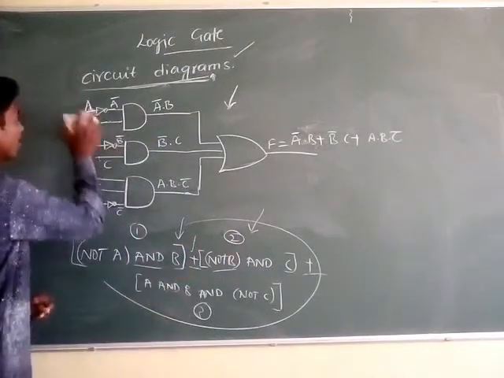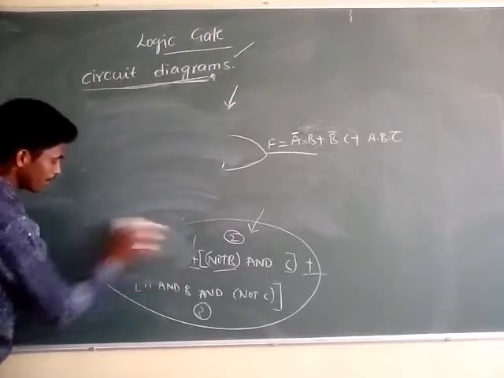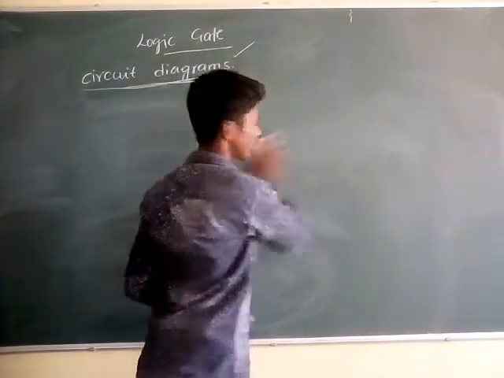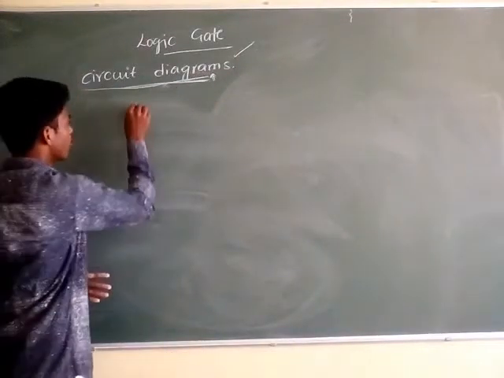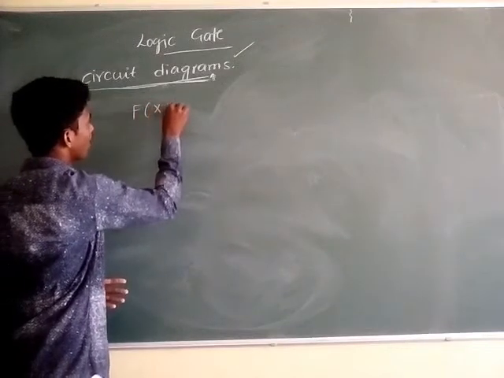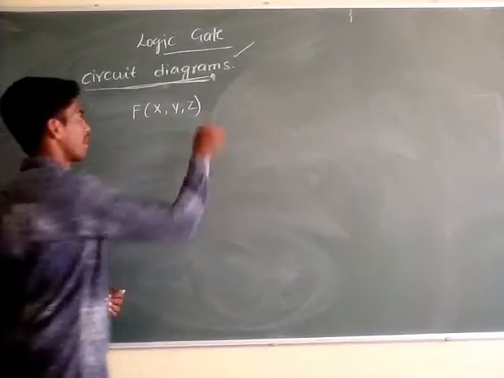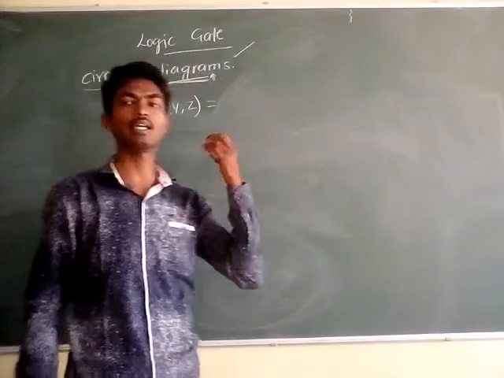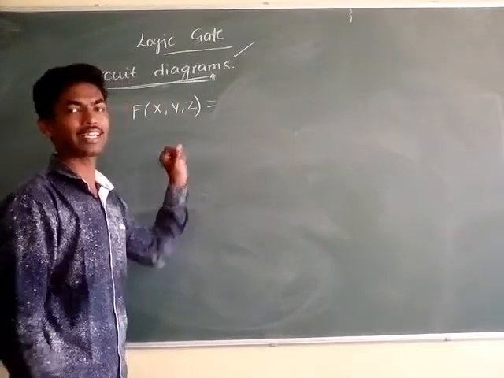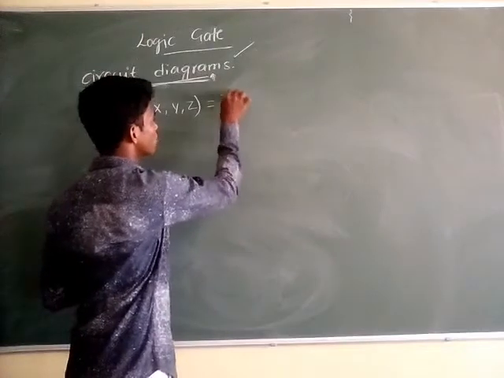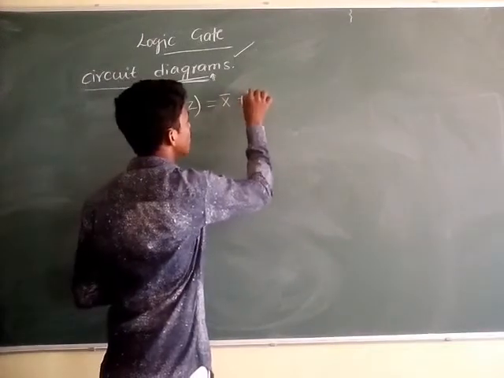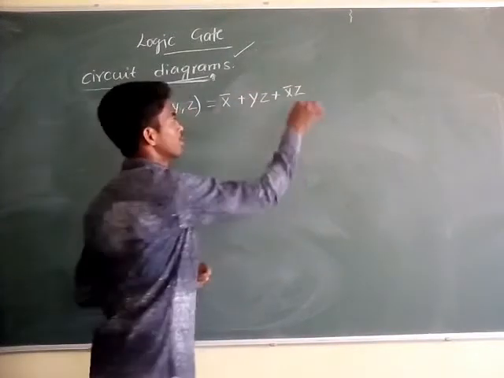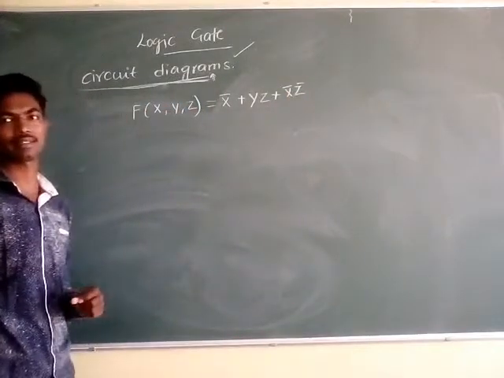Let us see another example. One expression we will take and draw the circuit diagram for the given Boolean expression. Let us see f of x, y, z. Here I have just changed the literal types. In the previous expression we had taken A, B, C. Now I have taken X, Y, Z as literals: X complement plus Y Z plus X complement Z, X complement Z complement. Let us see.